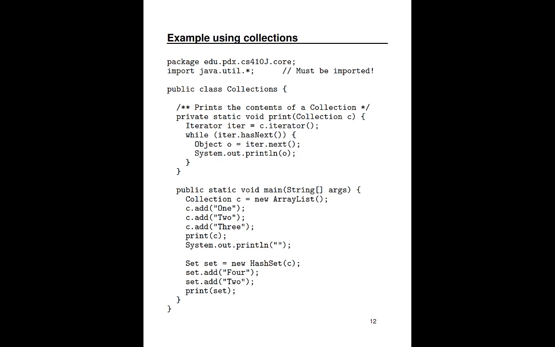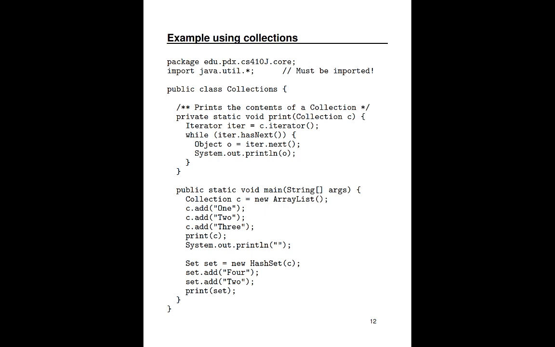We've talked a lot about these collection classes. Let's see some of them in action. Here is an example that works with collections. We're going to be using a lot of classes from the Java util package, so we need to import that. And we've got a main method that creates two types of collections and prints them out.